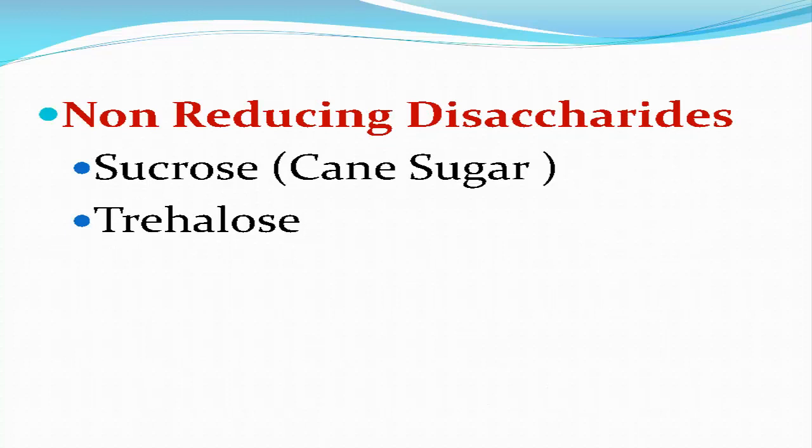Similarly, there are some non-reducing disaccharides where the anomeric groups of both the monosaccharides are involved in the bond formation. Its most important example is sucrose, which is the cane sugar, the common sugar that we use.